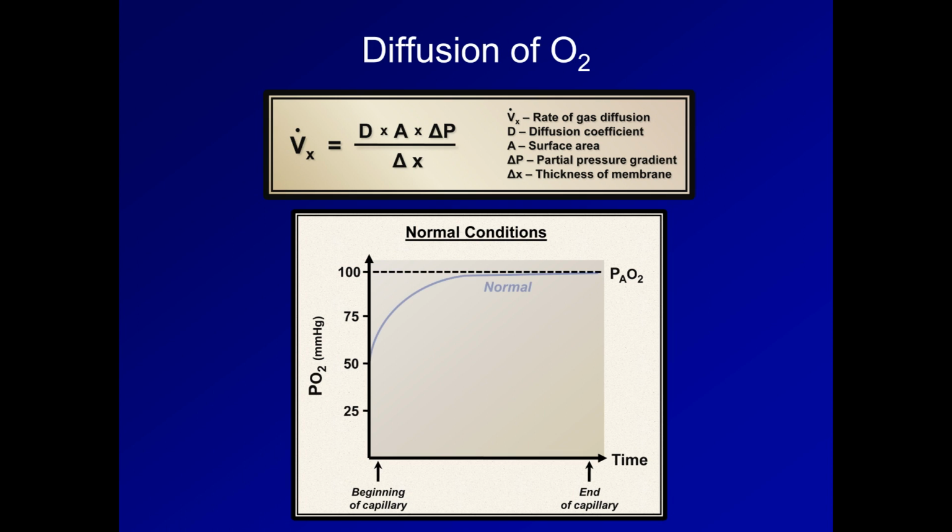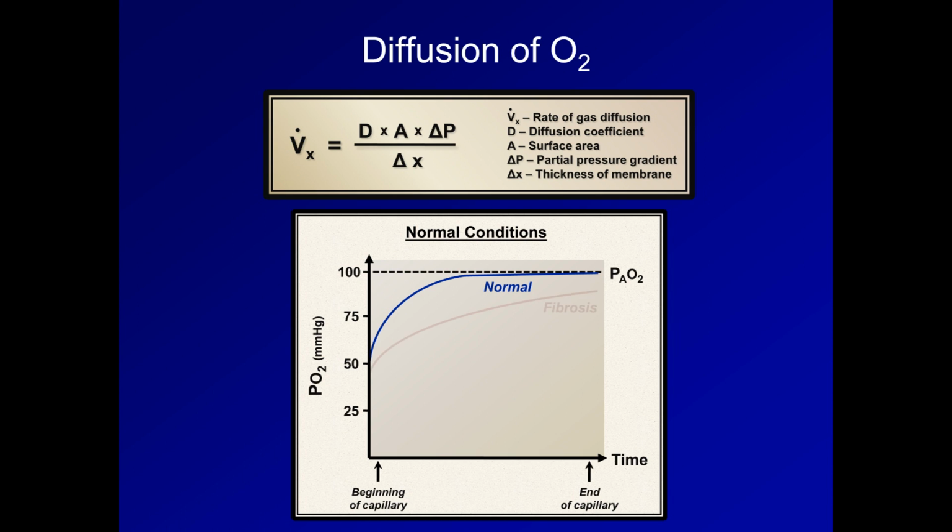Normally, this is what is seen. The partial pressure of oxygen returning to the lungs from the systemic circulation often has a value of around 50 millimeters of mercury, though this can be very variable. As the deoxygenated blood moves through the capillary, it reaches an equilibrium with the alveolar space very quickly, such that the partial pressure of oxygen in the capillary is essentially equal to P big A O2 well before the blood reaches the end of the capillary.